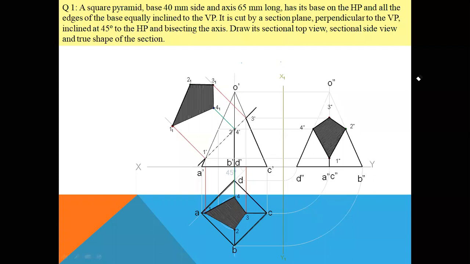Next question, if you see in your assignment, that is question number 3, will be discussed here. A cylinder of 40 millimeter diameter and 60 mm height, having its axis vertical, is cut by a section plane perpendicular to the vertical plane, inclined at 45 degrees to the HP, and intersecting the axis 32 mm above the base. Draw the front view, sectional top view, sectional side view, and the true shape of the section.